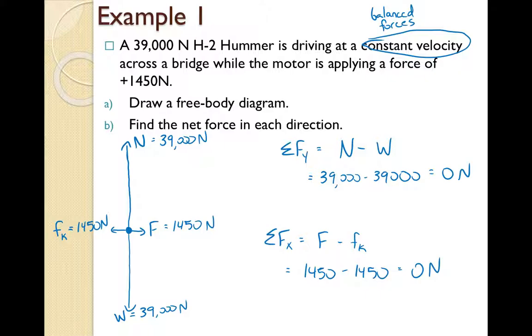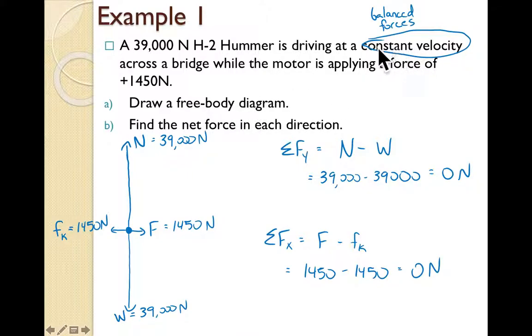Okay, let's look at this quick example. If the directions say that we have a 39,000 newton Hummer that's driving at a constant velocity across a bridge while the motor is applying a force of 1,450 newtons, draw the free body diagram.